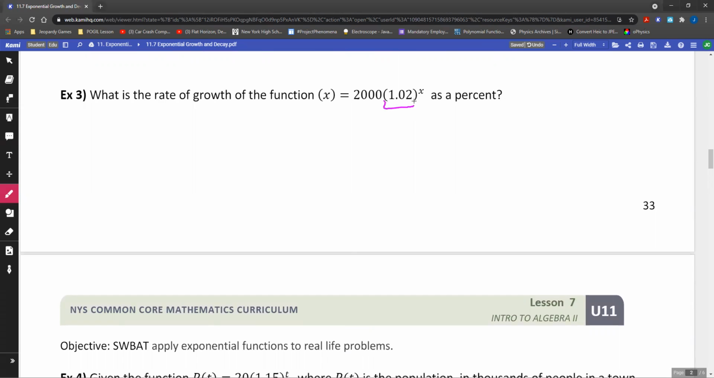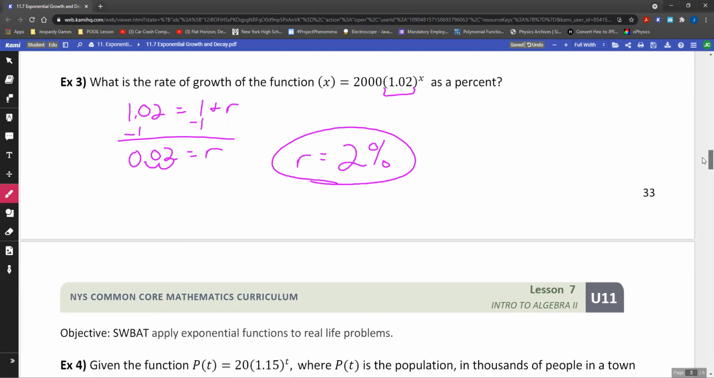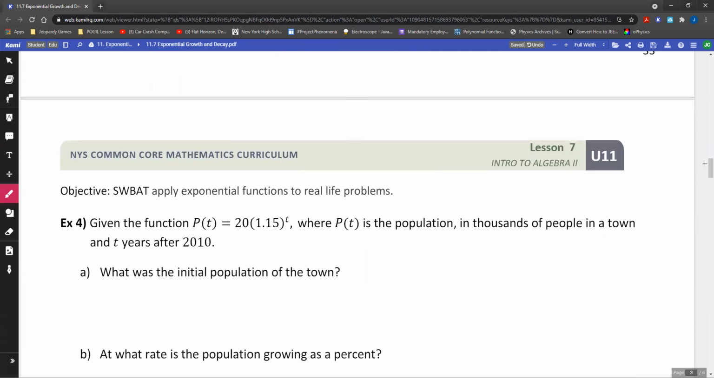So the rate is from in here. So that 1.02 is representing the 1 plus r that's in our sample equation. So subtract the 1 over, we get 0.02 equals r. As a percent, move the decimal place over 2 times, and we get 2% as our rate.